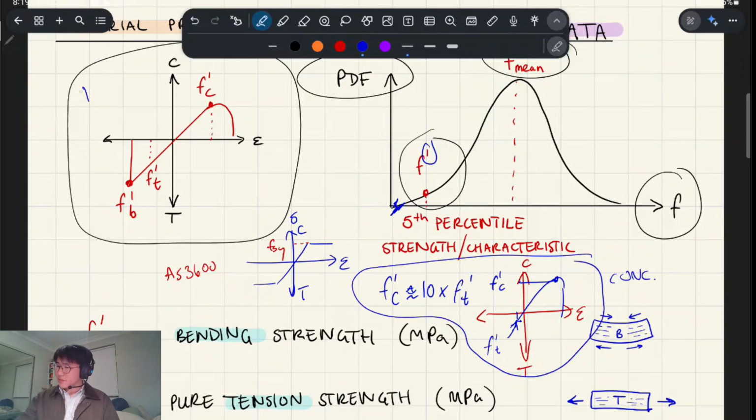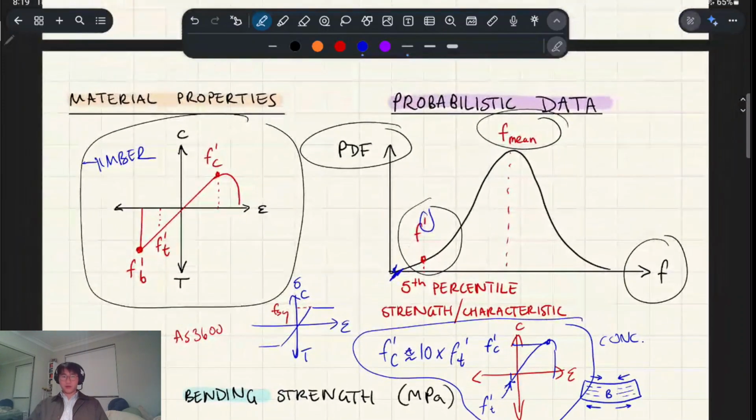For timber, up here, you'll see that they're comparable actually. The characteristic tensile strength and the characteristic compression strength are comparable. It's in the same ballpark, so it's here and here. Now you might notice that there's another value here, and here's where it gets a little bit confusing. So I actually just made this graph up. Different people might graph it a little bit differently, but I like to think of it like this.